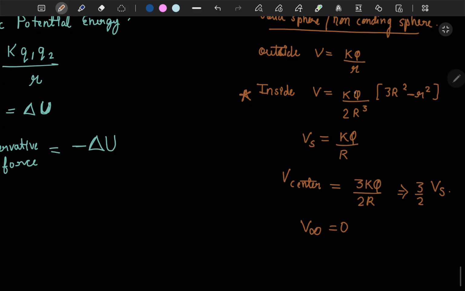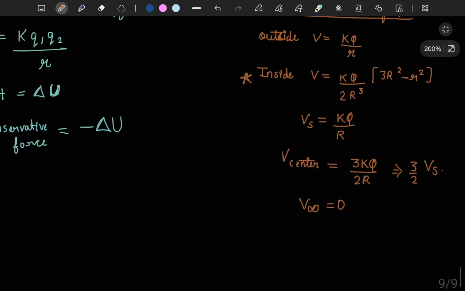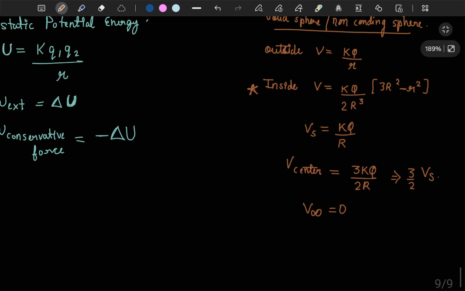Outside, the potential will be the same, kq by small r. Inside it will be kq by 2R cube times 3R square minus small r square. At the surface, the potential will be the same as the hollow sphere, kq by capital R, and at the center it will be 3 by 2 times the potential at the surface, so basically 3 kq by 2R. From this we can see the potential at the center is more than at the surface.